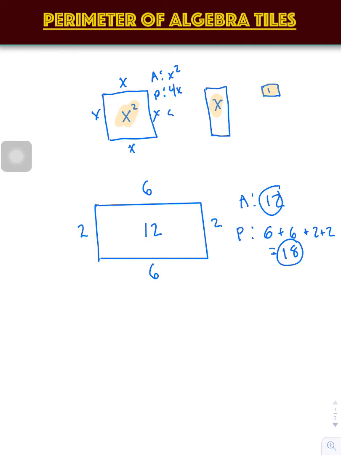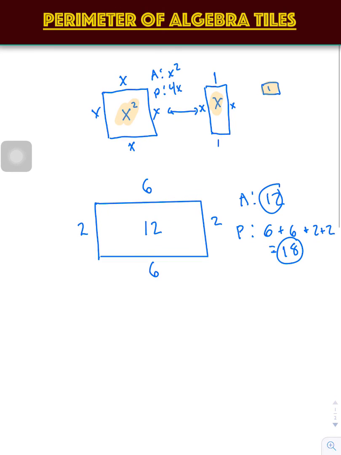You can see that these two lengths are the same, and x times 1 gives us an area of x. So if our area is x, our perimeter is 2 of the x's plus 2. And we cannot combine x's and units when we are adding. So in final form, our perimeter would be 2x plus 2.